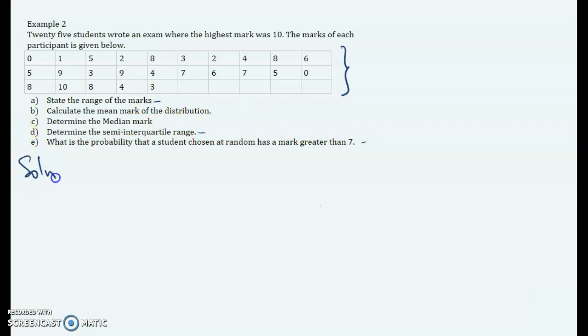Right, so my solution for the first one, A, the range. What is the range? Range is simply the highest value minus the lowest value.